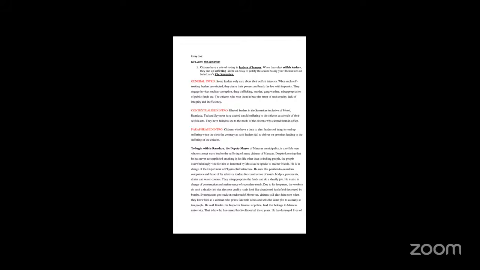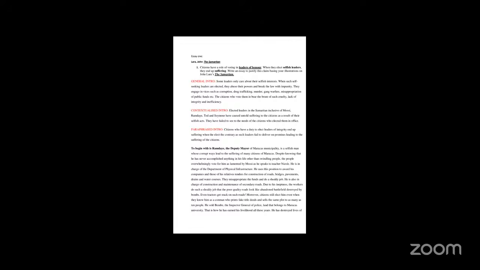The contextualized will always specifically and directly tie to the book. And then the contextualized, if we could brainstorm on it, you're saying elected leaders in The Samaritan, including Mosi, Ramdaye, Ted, and Seymour. Over there, it is almost contextualized, and I have outlined. I'm going to speak about Mosi, Ramdaye, Ted, and Seymour. And in my yesterday's explanation, I had said the people who had been elected in office, the ones that people maybe elected through voting, they narrow it down to four people: Mosi, Ramdaye, Ted, and Seymour.